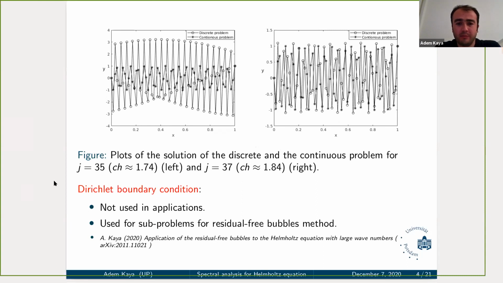So as I said, Dirichlet boundary condition is not used in applications. However, we encounter such kind of problem for the residual free bubbles method. So it's a finite element method. It uses subproblems that assume homogeneous Dirichlet boundary condition. And recently I applied this method to the Helmholtz equation and obtained very good results. Up to CH equals 3.5, it is robust and pollution free.